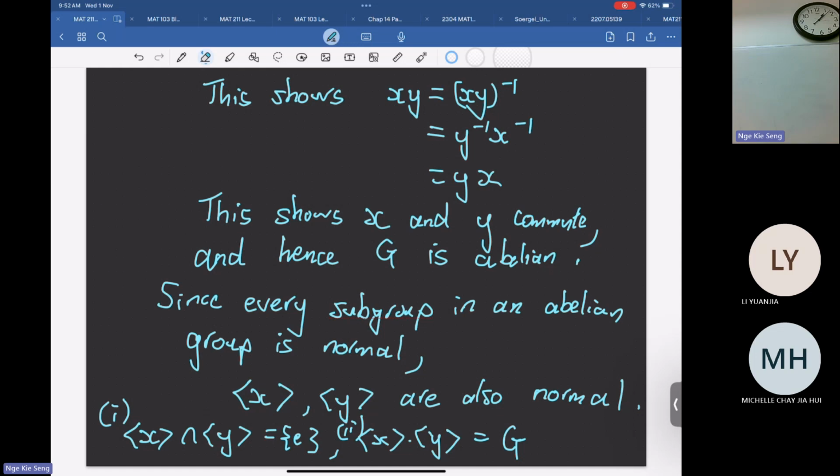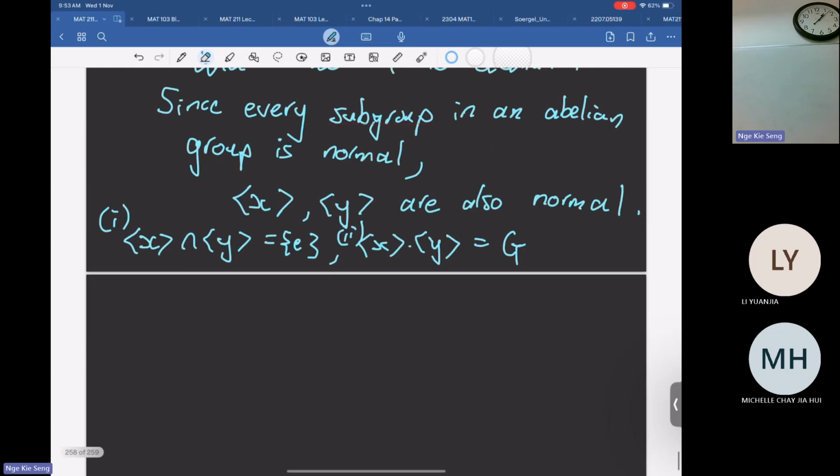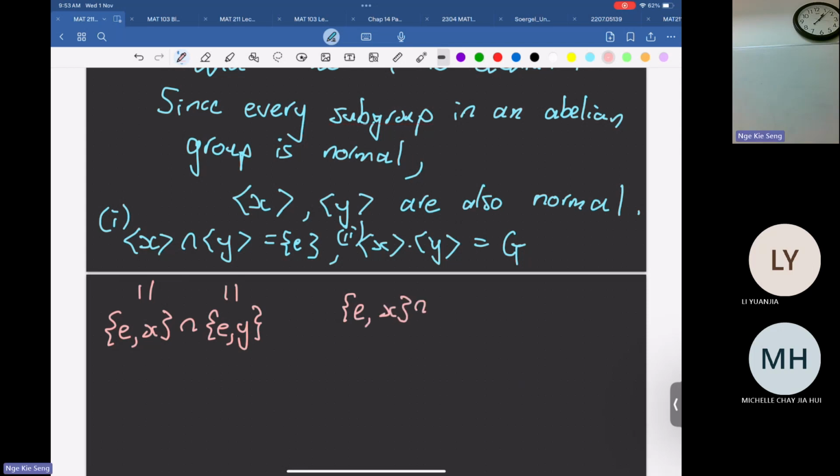So what's the thing inside this identity? Cannot understand. So here, let me write down. Here is the set with E and X. Here is the set with E and Y. So what's the intersection? E, right? Because we said that X and Y are not the same. Okay, how about 2? Is it true that if I multiply the two sets together, I get the whole set?